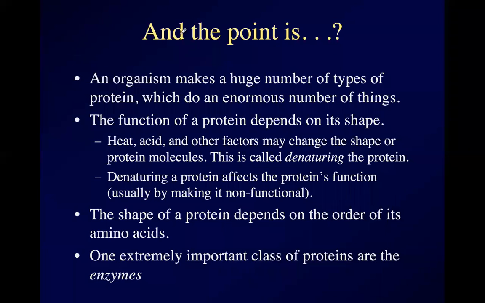Denaturing the protein affects the protein's function, and usually it makes it no longer functional. So the function of a protein depends on its shape. The shape of a protein depends on the order that the amino acids go in. That's why all of this matters. You would not live if you couldn't make over 20,000 different proteins, each of which has one specific order of amino acids. So your survival depends on your cell's ability to put lots of amino acids together in exactly the right order over and over and over again.